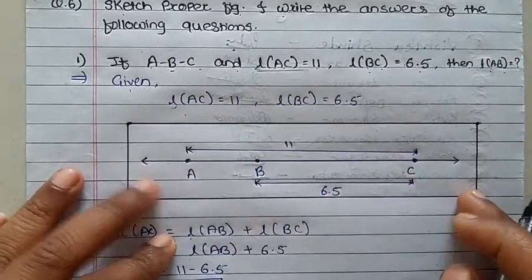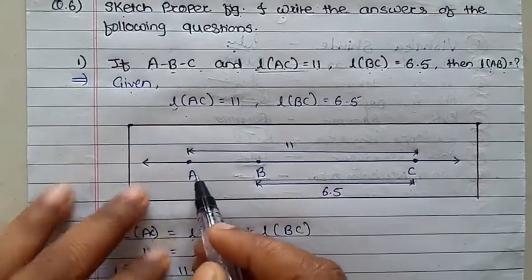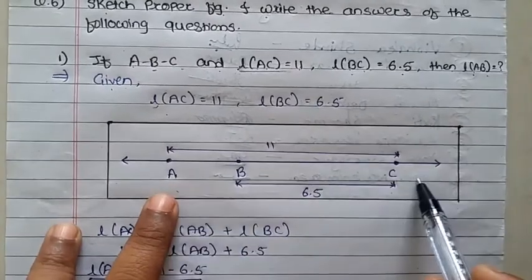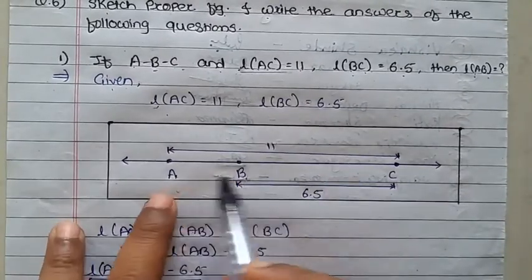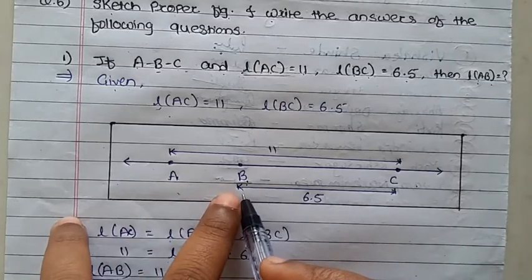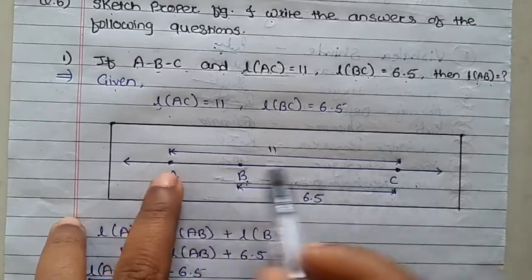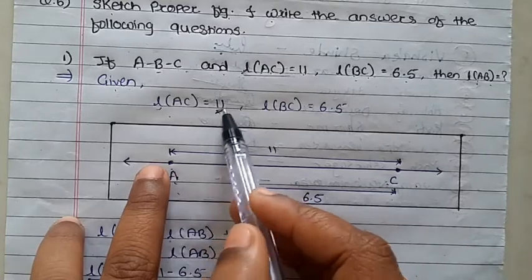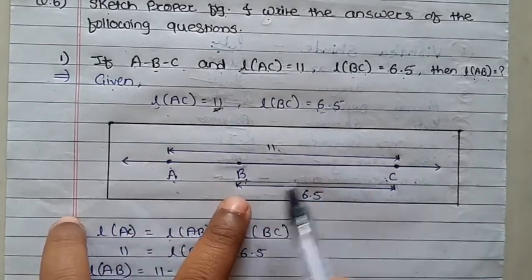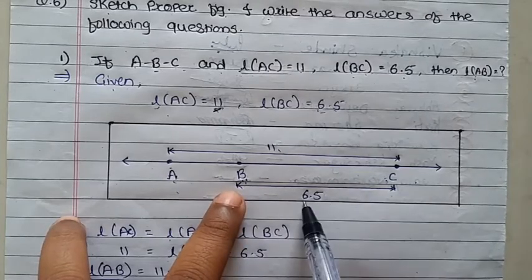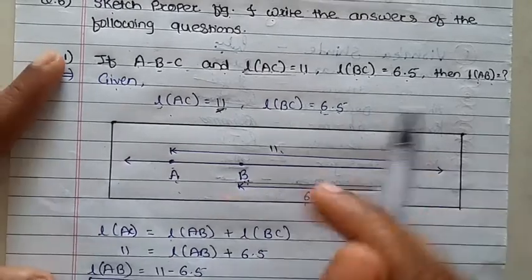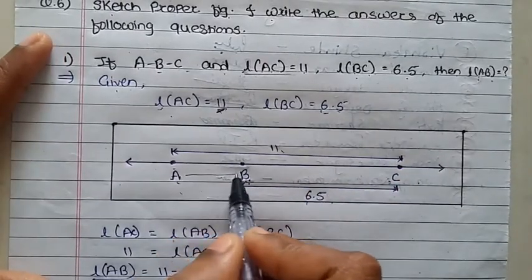So you should draw one diagram. B is between A and C. So take B in the middle, then A, B and C, like this. We know the distance between AC is 11, so put 11 here. Then the next distance given is 6.5, so BC is equal to 6.5. Is this figure clear? Then we have to calculate the distance between AB.